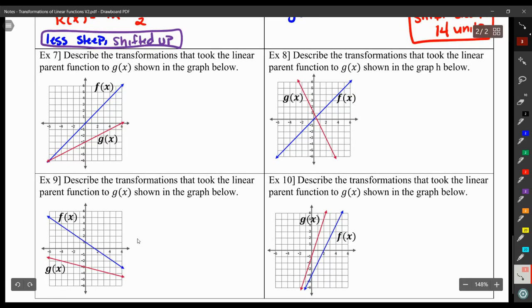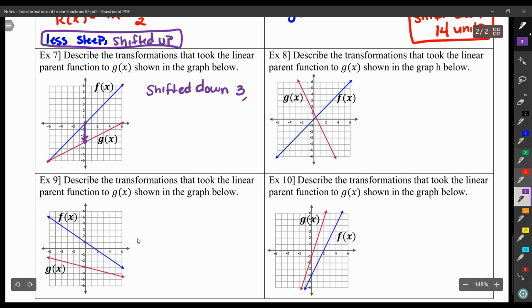So number 7: describe the transformations that took the linear parent function to g of x shown in the graph below. So f of x is the parent even though it didn't quite say it. Since I'm taking the parent to g of x, I know that this is my new one. I like to look at the y-intercept first. My original y-intercept is at 0, and then I had to move down to get to my new y-intercept. So one transformation that occurred was that g of x was shifted down 3.